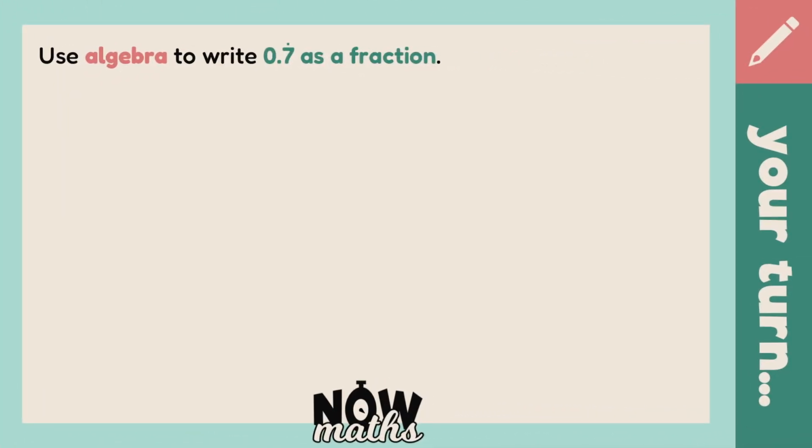Now you've seen a couple of questions, you might want to grab a pen and see if you can use algebra to write 0.7 recurring as a fraction. Remember, showing all the steps is really important in questions like these. When you're ready to see a solution, press play.